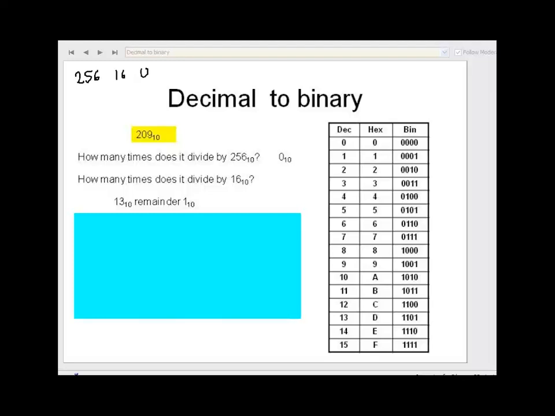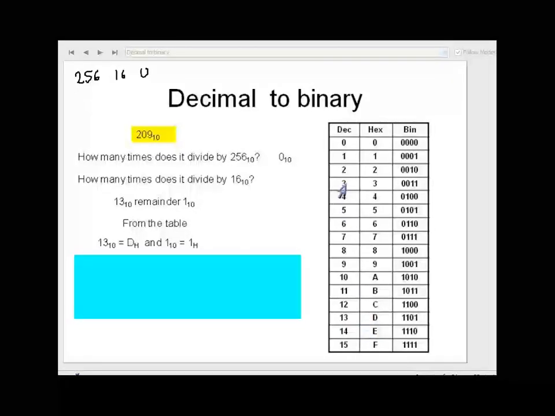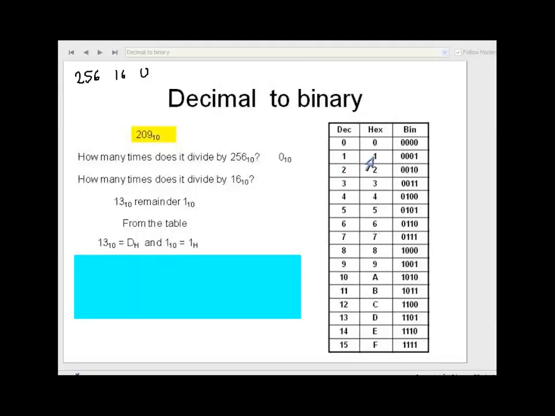So what I do is I look up 13 on the table, and I look up 1 in the table. And in the table, 13 is D. And, well, 1 is 1. So now, using the table, I can write down the hexadecimal equivalent. And 209 is D1, where D is 13.